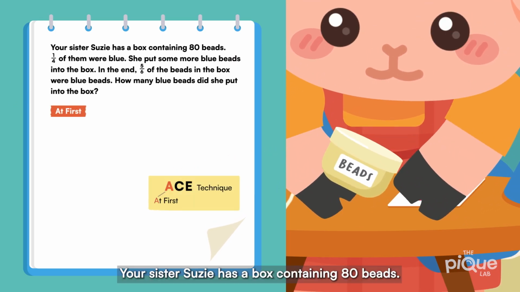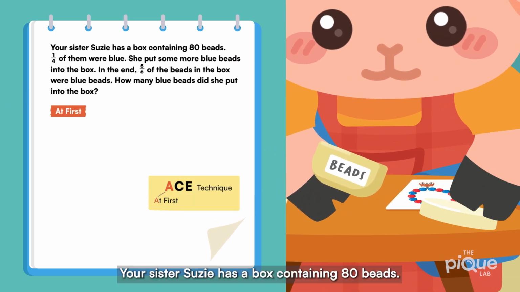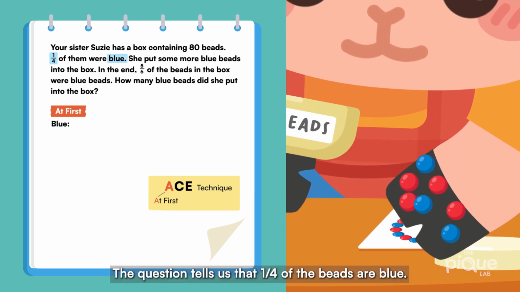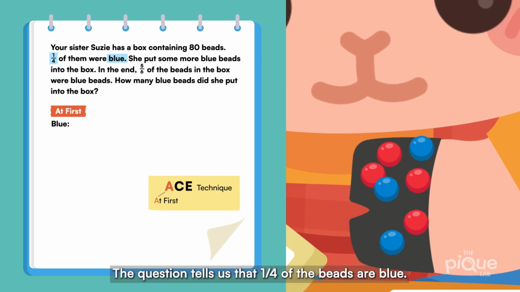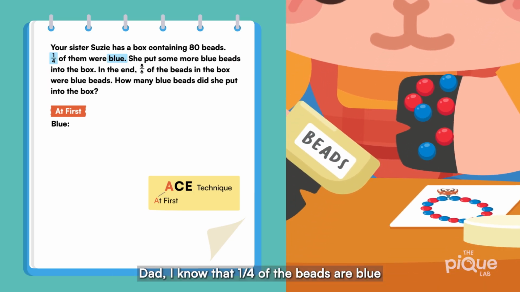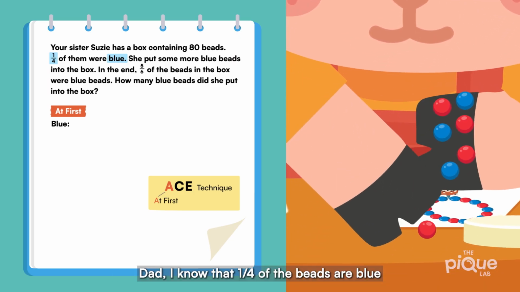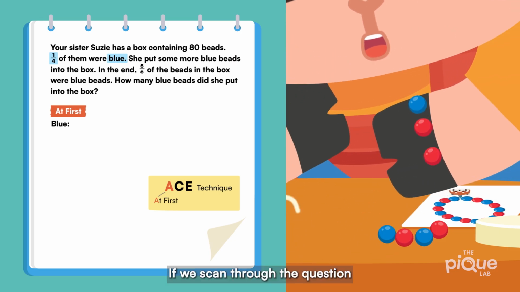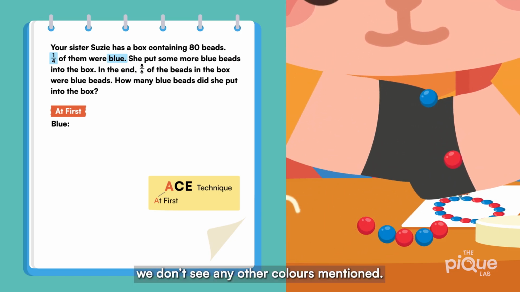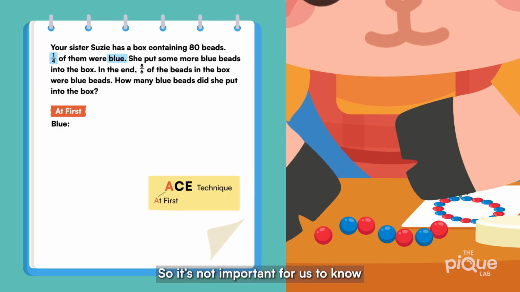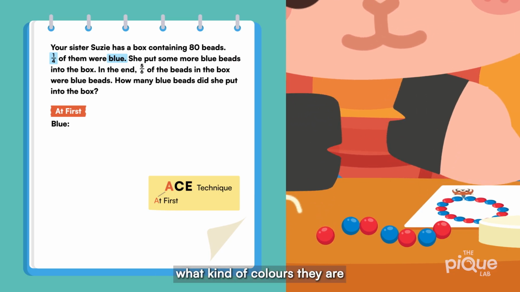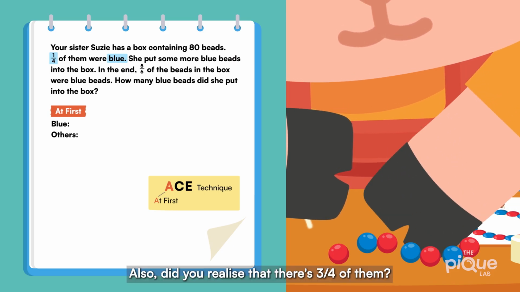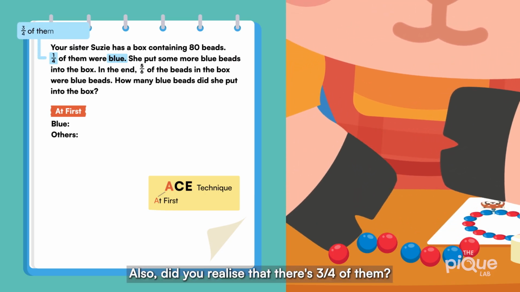Your sister Suzie has a box containing 80 beads. A quarter of them were blue. The question tells us that a quarter of the beads are blue. Dad, I know that 1/4 of the beads are blue, but what about the rest? If we scan through the question, we don't see any other colors mentioned. So it's not important for us to know what kind of colors they are, and we can just call them others. Also, did you realize that there's 3/4 of them?